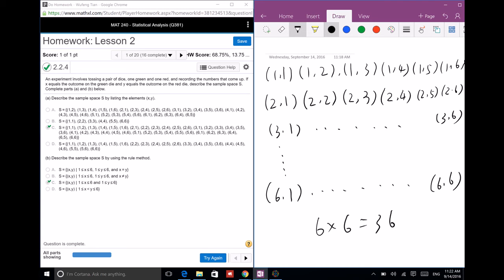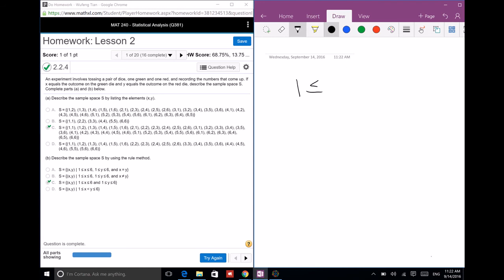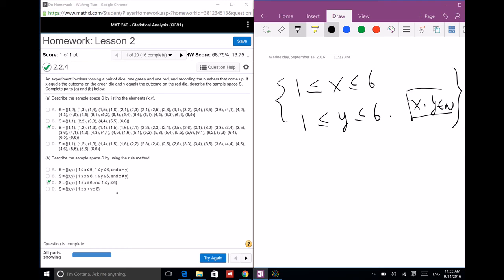Okay. So, describe the sample space. The sample space will be 1 less than or equal to x less than or equal to 6, and also for y, 1 less than or equal to y less than or equal to 6, and x and y must be integers. The question doesn't say that, but x and y should be integers, not any number like 1.1, 1.2. It has to be a natural number: 1, 2, 3, 4, 5, 6, although it doesn't say so here.